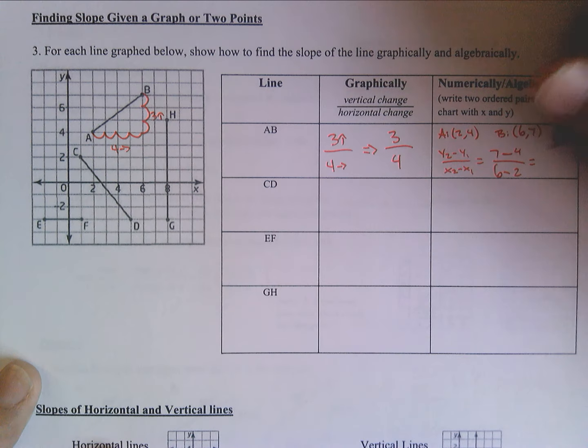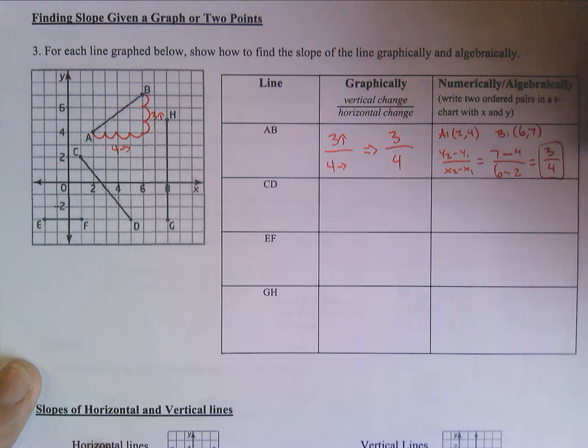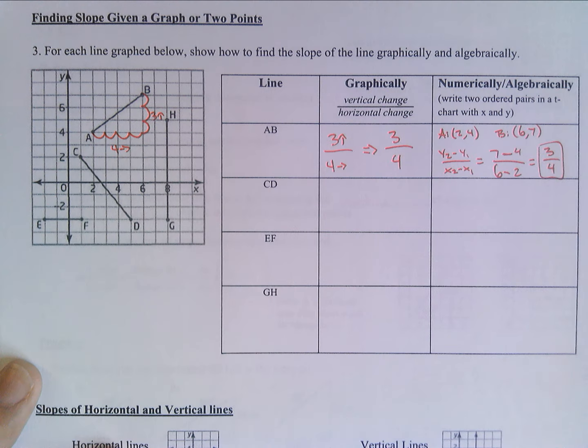7 minus 4 gives us 3. 6 minus 2 gives us 4. We can't reduce that fraction, so that is our final slope, 3/4. And notice we get the same thing, graphically and algebraically. Let's try another. Let's try CD.